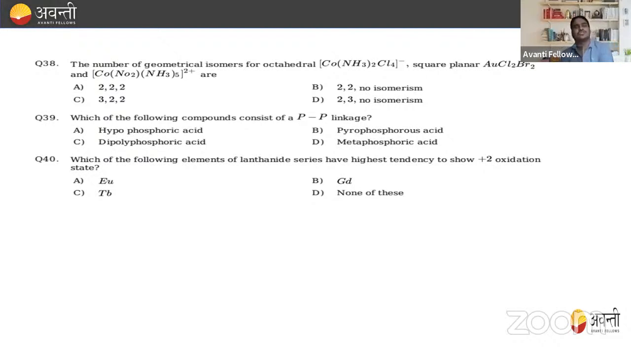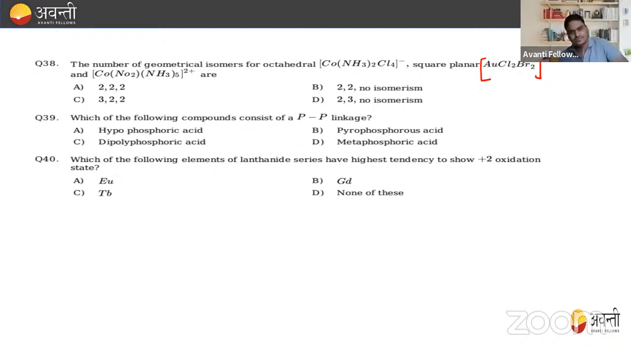Now move to the next question, that is question number 38. In this question, what they ask, beta, is the number of geometrical isomers for the octahedral complex Co(NH3)2Cl4 negative, a square planar, let me write this as this one, this whole having a negative charge, right? So you have to calculate the number of geometrical isomers for the octahedral, the square planar, and this complex.